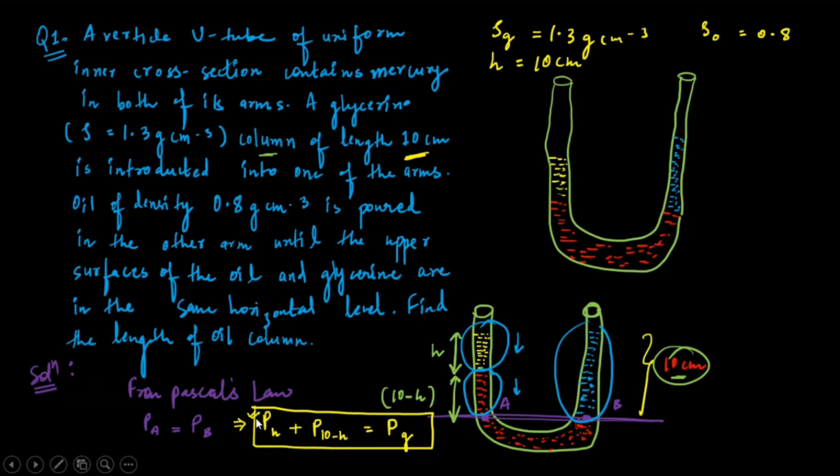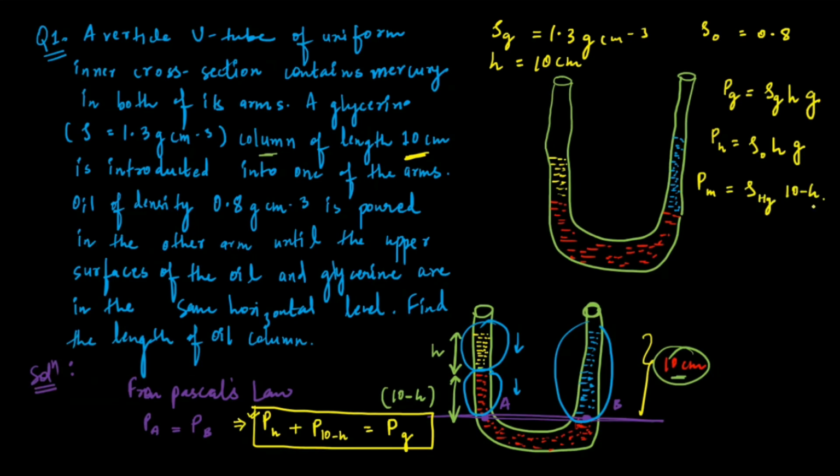What's PG, sir? Pressure due to glycerine. Pressure due to glycerine is equal to density of glycerine times height of the column times g. Pressure due to h height is basically pressure due to oil, which is density of oil times height times gravity. Similarly, pressure due to mercury is equal to density of mercury times height, which is 10 minus h, times g. Now you can solve this equation and find the height of the oil. This is what we are supposed to find, the length of the oil column.